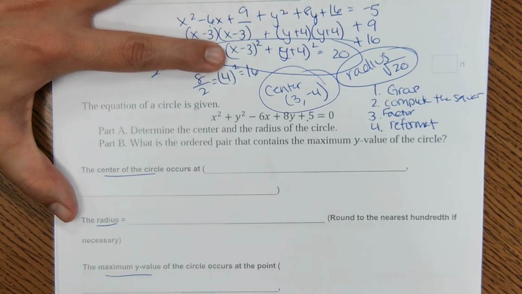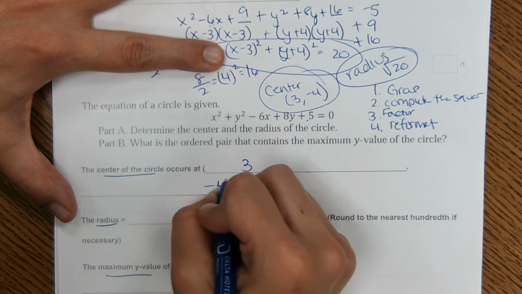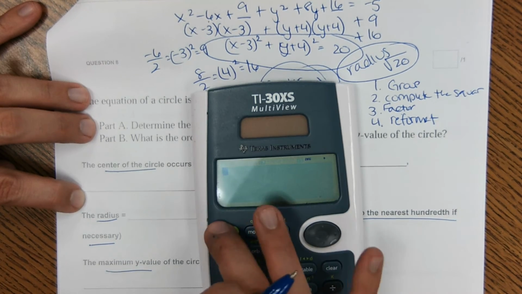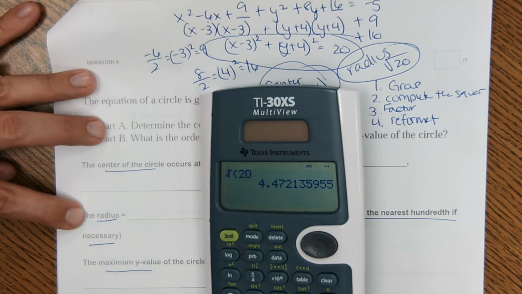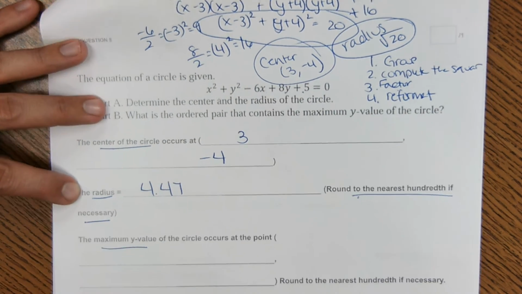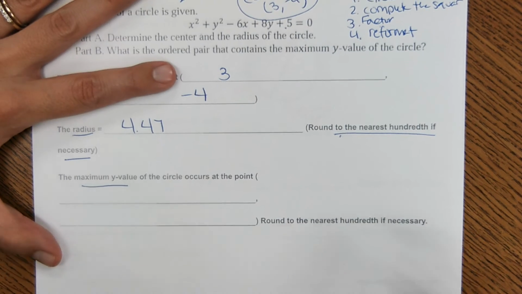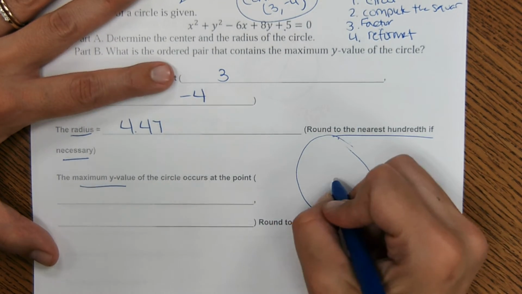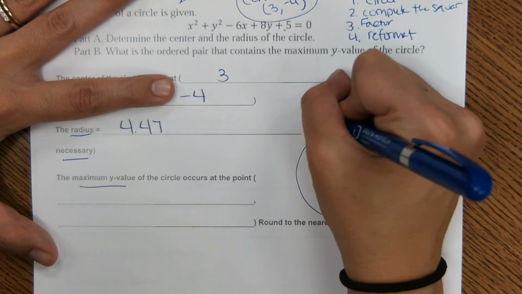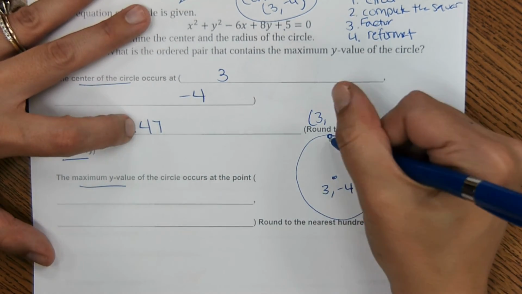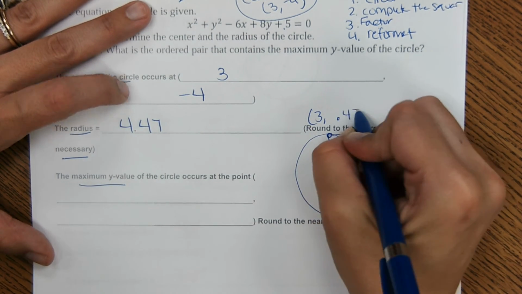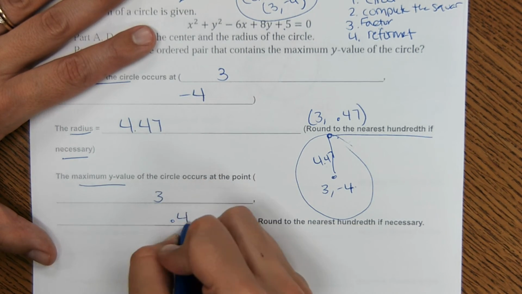So the center of the circle occurs at 3, negative 4. The radius, round to the nearest hundredth if necessary. So in the calculator, I'm going to take the square root of 20, 4.47. And then maximum y value of the circle occurs at what point? Okay, circle, center 3, negative 4. Maximum y value would be straight up. The x would stay the same. And the radius is 4.47. So let's just add that to the y value and we get 0.47 here. So you get 3.47.